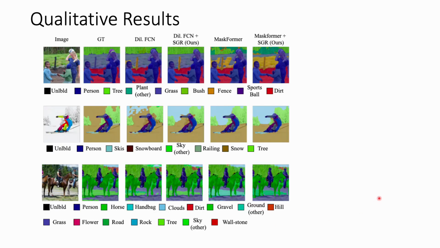Here, we look at some of the qualitative results on the COCO dataset. As we can see, adding our SGR component to two different segmentation frameworks improves the overall segmentation quality.